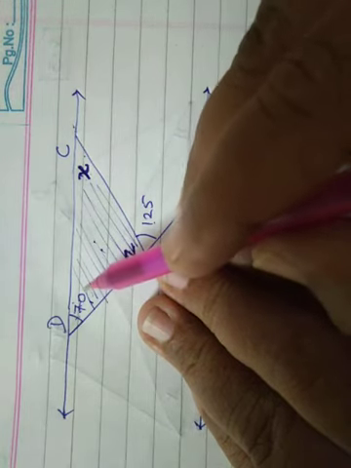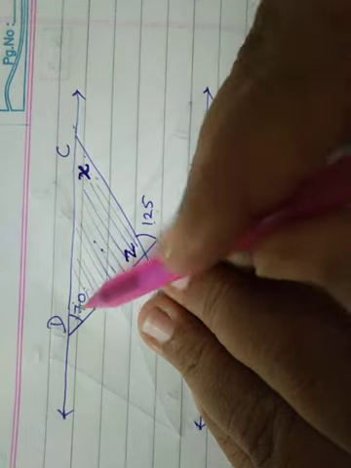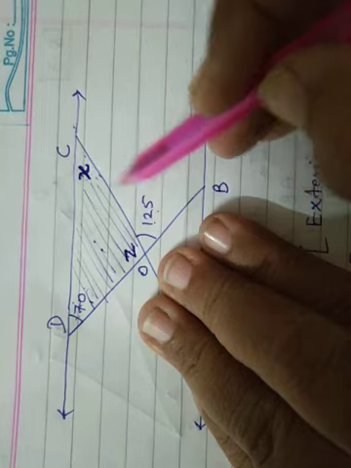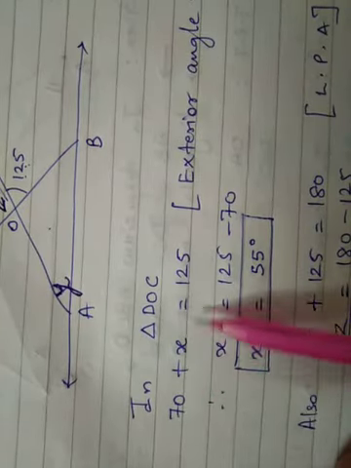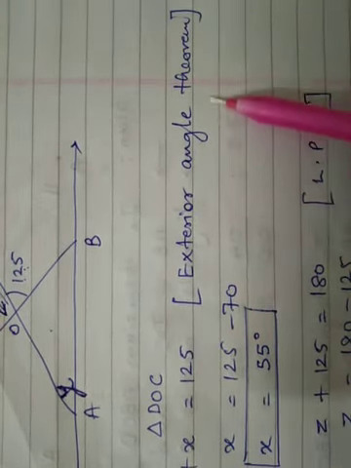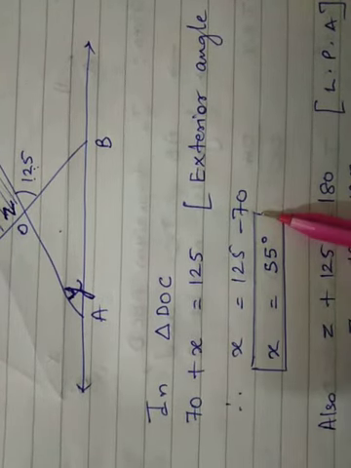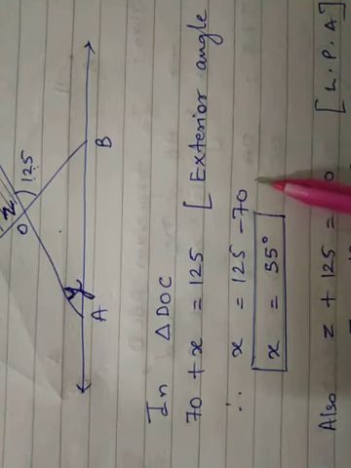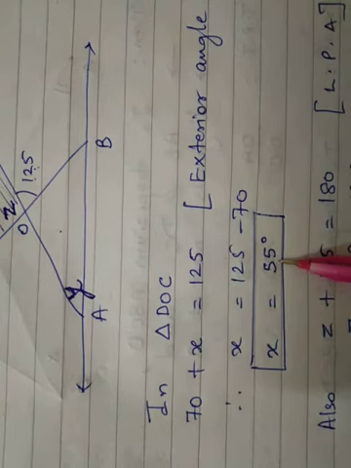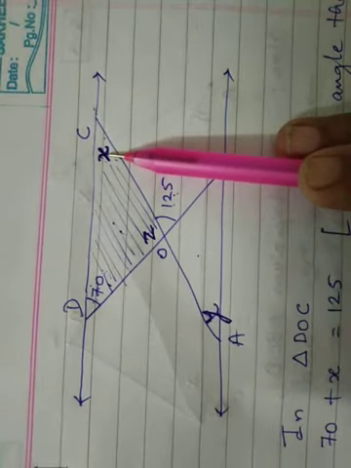That means 70 degree plus x degree will be equal to 125. So now I have written 70 plus x is equal to 125, and the reason for that is the exterior angle theorem. This plus 70 I transfer to the other side and it becomes minus 70. 125 minus 70 gives me 55. So I found out the value of x as 55.